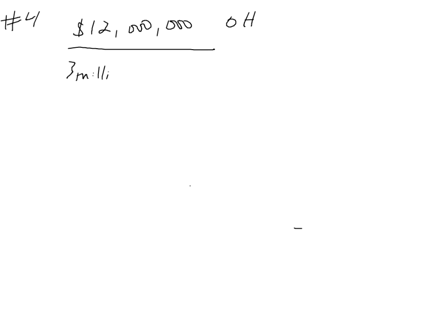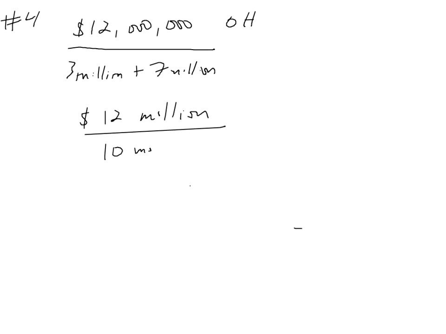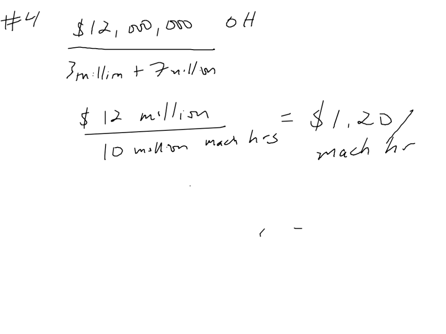So 3 million plus 7 million, that's 10 million. So you're going to do 12 million over 10 million machine hours. And that gives you $1.20 per machine hour. So that was 4A. All right, $1.20 per machine hour.